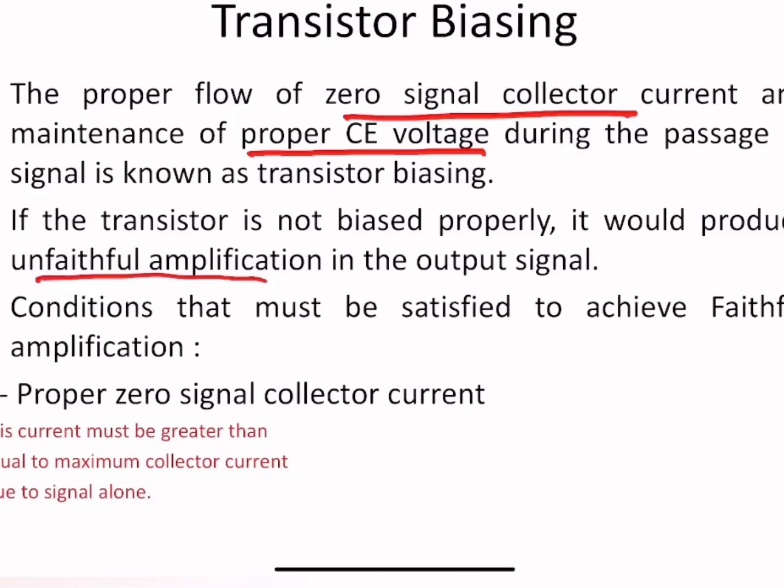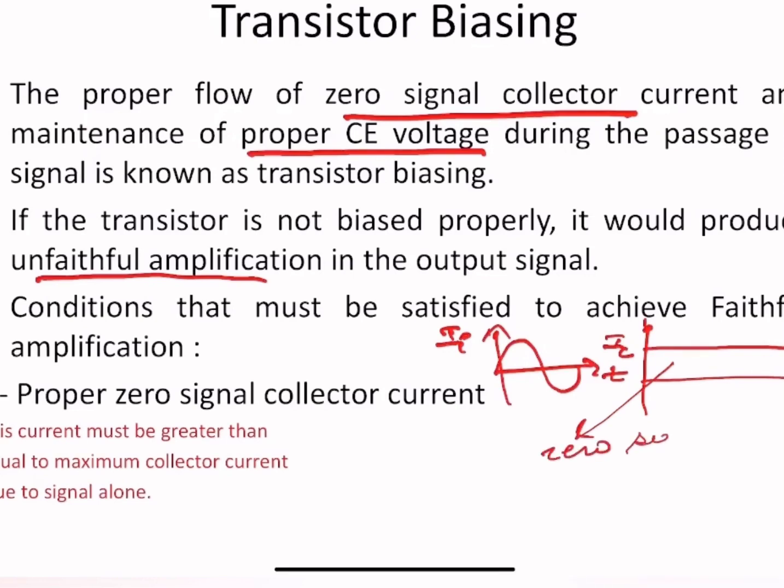What does it mean? Suppose the input signal is this. We have the zero signal collector current value, denoted by IC. This is the zero signal collector current. Zero signal means whenever no AC signal is applied. Now whenever an AC signal is applied to the input, we get the output in this way, with variations taking place about this point, about this zero signal collector current. In this figure we can see we get faithful amplification, meaning the shape of the signal does not change.